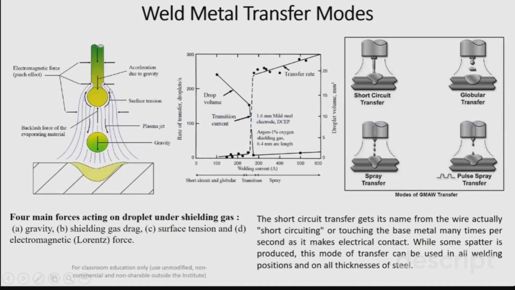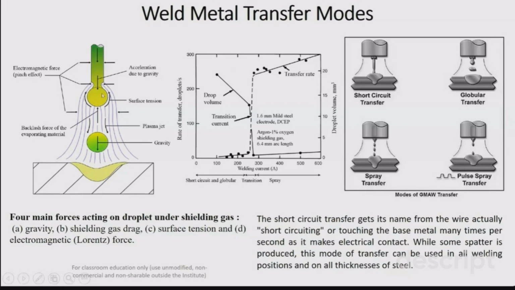When there is a creation of the droplet at the electrode tip, at that time the surface tension will act on the periphery of the droplet, which basically creates a resistance in the detachment or the creation of the droplets at the surface of the electrode tip. At the same time, gravity is also acting on the droplet. This pinching effect will cause the cutting or detaching of the droplet from the electrode tip.